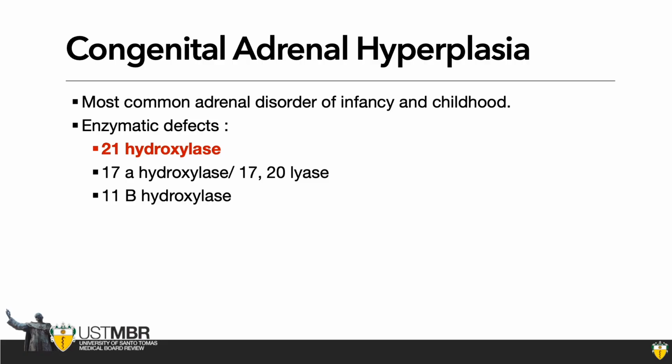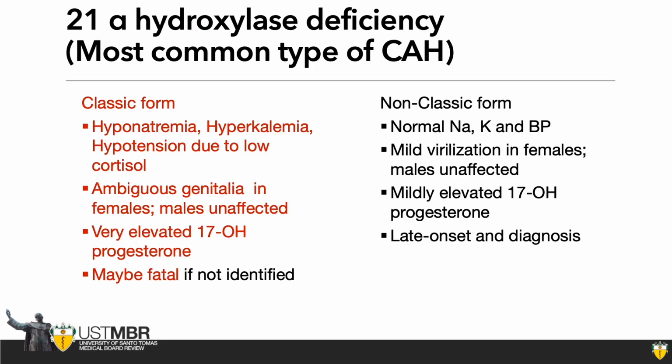So let's talk about these three, and try to understand. You don't have to memorize. I don't think they'll go deep into this, but let's try to understand these three different CAH. So 21 alpha hydroxylase deficiency comes in two forms: the classic form and the non-classic form, meaning this is fully penetrated, all cells affected. This is only mild 21 hydroxylase deficiency, so manifestation is not as bad.